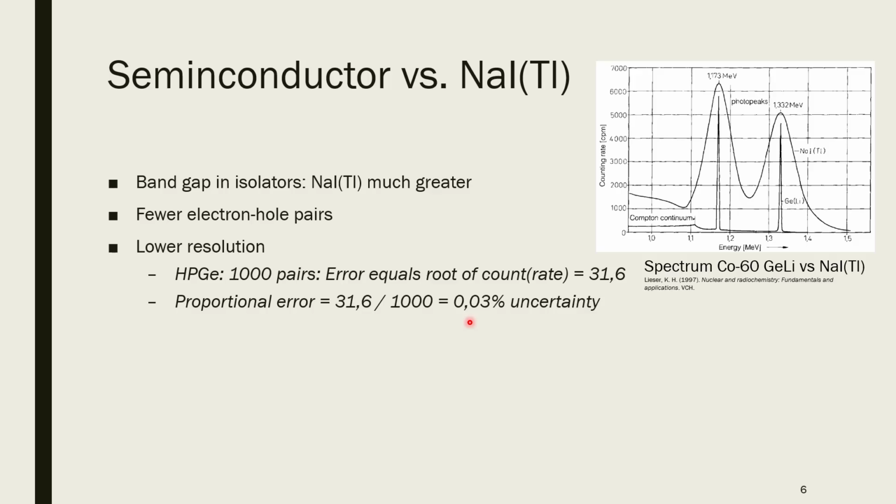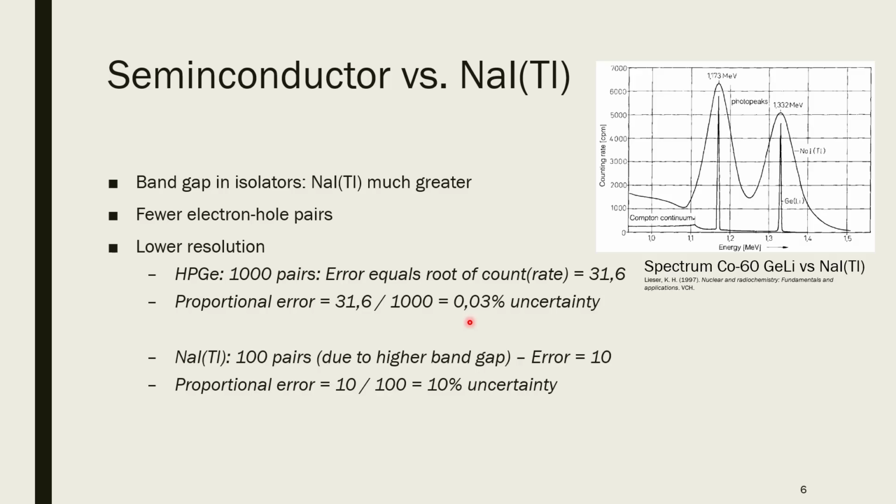But the same energy gamma photon will create in a sodium iodide crystal only 100 pairs due to the higher band gap, meaning that we have the same error, which is just the root of the count rate. So the root of 100 is 10 and the proportional error is 10% as opposed to 0.03%, meaning that you have a higher uncertainty, and this is why these bands are so broadened as opposed to the germanium drifted or high purity germanium crystals. It's a very typical exam question, okay?